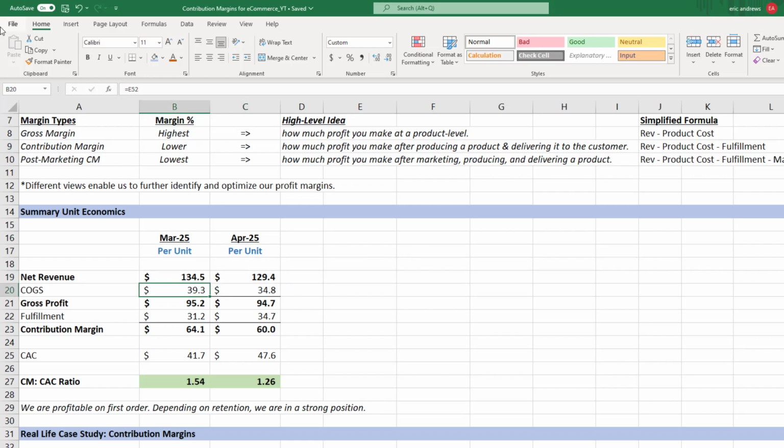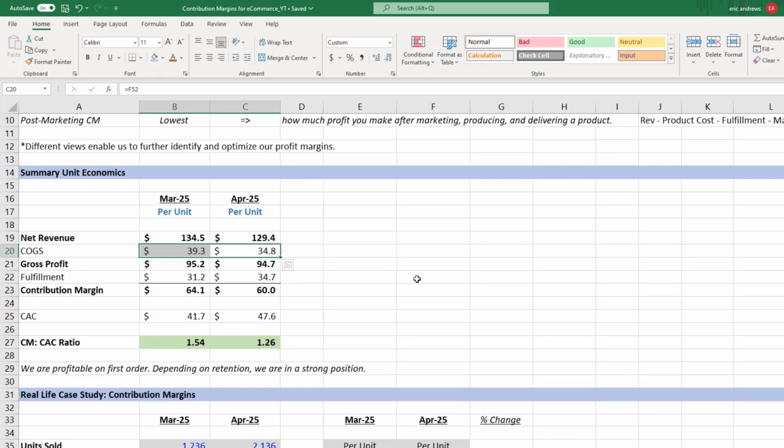And then after that, you have what we are calling our COGS, which are just the product costs and any cost that it takes to get the product to the warehouse. From there, you have your gross profit margin, and then you break out separately your fulfillment cost. So that's getting the product to the customer from the warehouse. Here you can see you have your contribution margin.